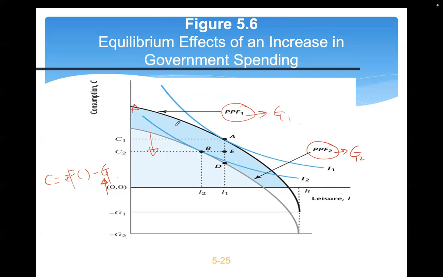Hence you just push down the PPF, and you have a new indifference curve tangent with the PPF. Now you have B. Essentially we are going to compare B with A. All right, so what happens? You can see both leisure and consumption decrease. This comes from the assumption that consumption and leisure are normal goods, as we discussed in the previous lecture. So here you have a pure income effect.